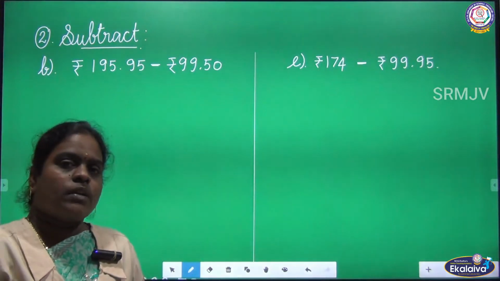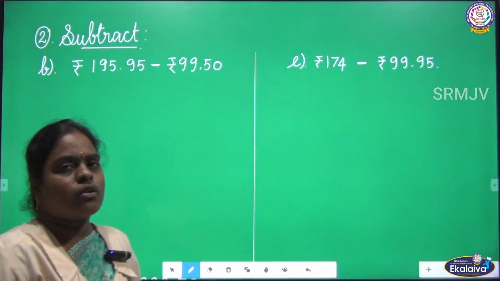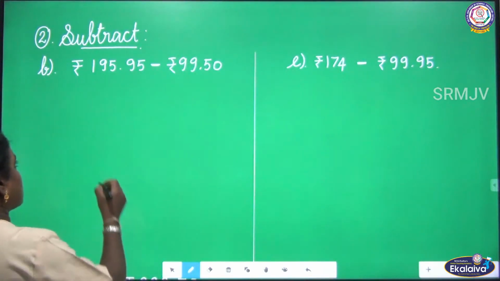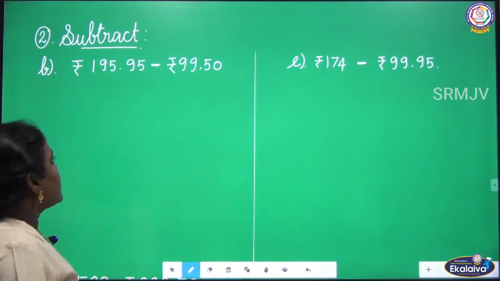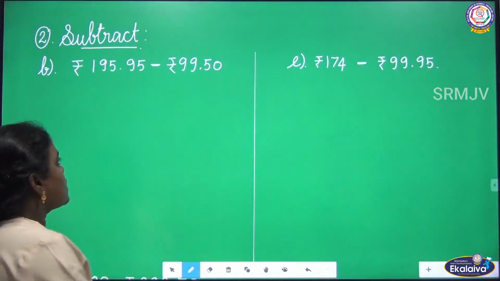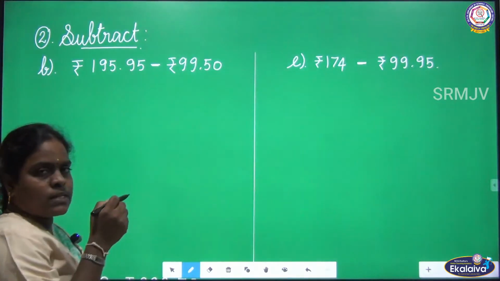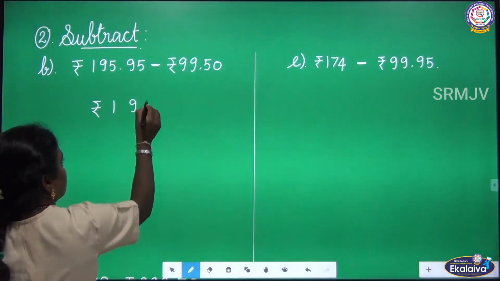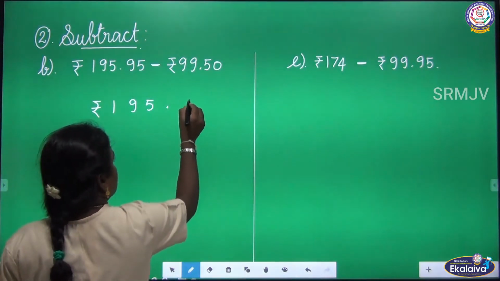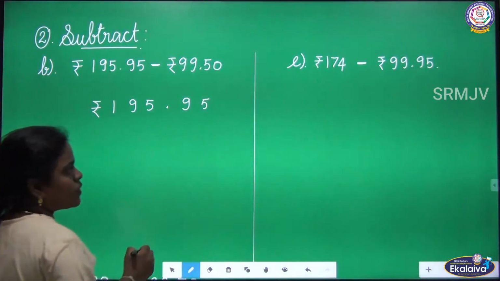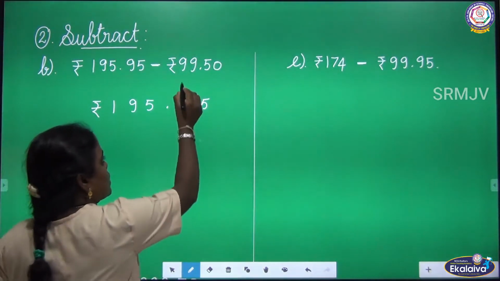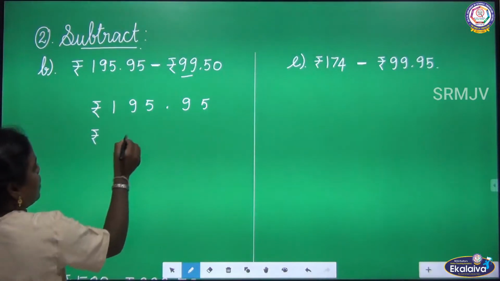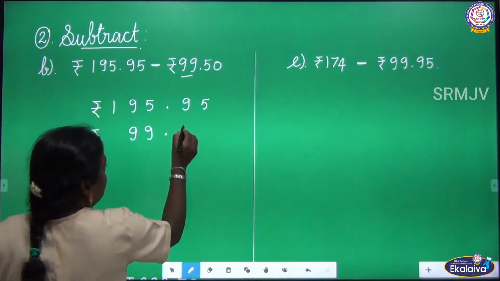In the same way we did in the normal subtraction, we are going to follow the steps. First we have to arrange the amounts and then we'll subtract. Look at the first amount, 195 rupees and 95 paise minus 99 rupees and 50 paise. 195 rupees dot 95 paise. Look at the next number, it is a 2-digit number, so we have to start from tens place. 99 rupees and 50 paise.